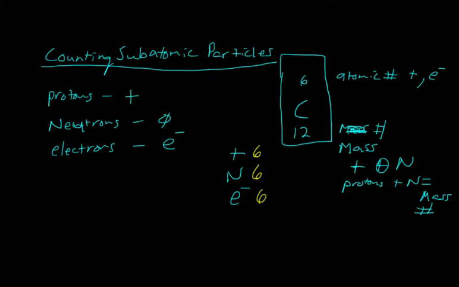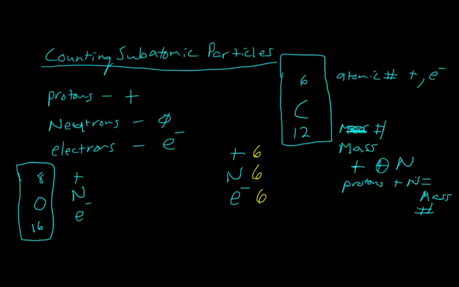If we were to take another element, this time let's do oxygen. Oxygen on the periodic table looks like there's an 8 on top, and there is 16 on bottom, and my block looks like this. Okay, so now I'm going to look at protons, neutrons, and electrons for oxygen.